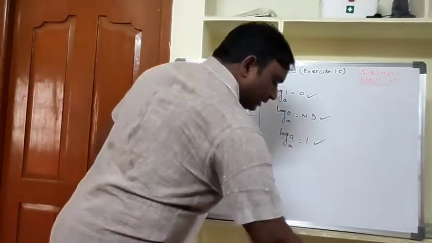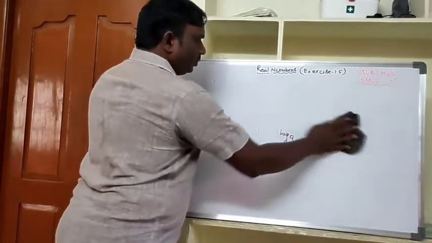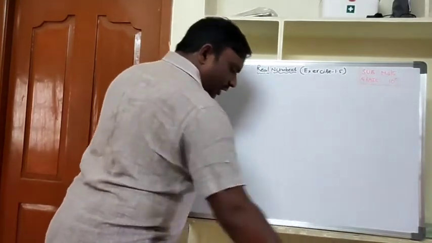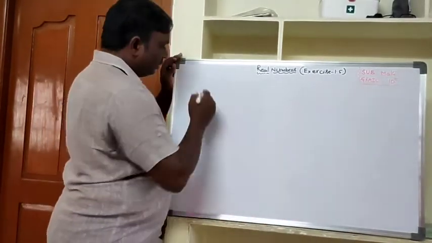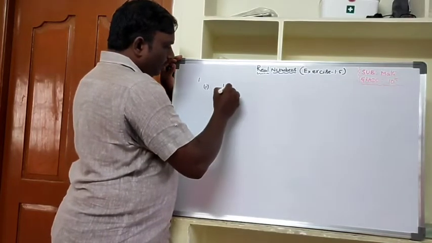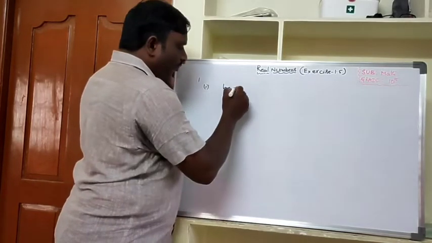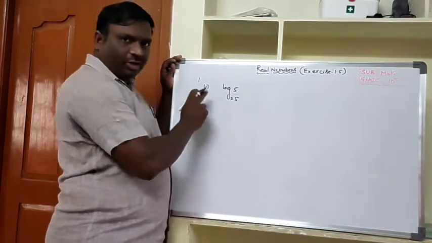So let us go to exercise 1.5. What is it saying? Determine the value of the following. First question: log 5 base 25. We have to find the value of this one.